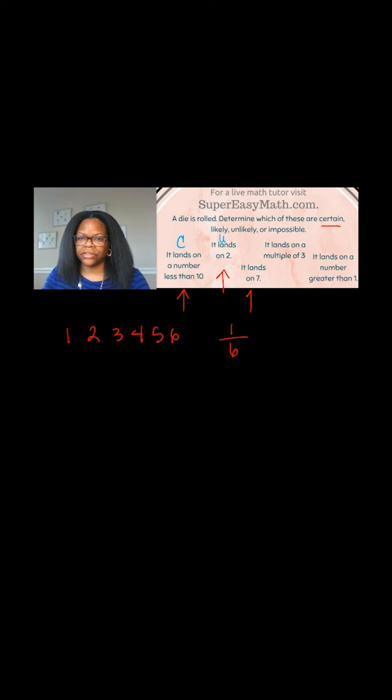The next one asks, what is the probability that it lands on a 7? Well, out of our sides, there's no 7, so it is impossible for it to land on a 7.